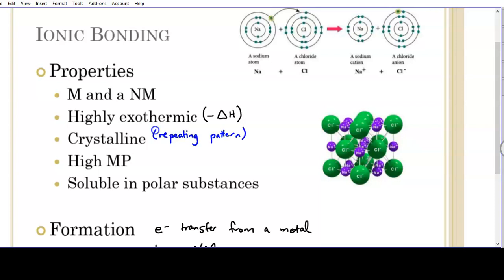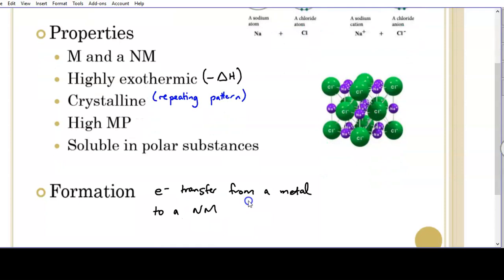They have a high melting point because of their strong electrostatic attraction, and they tend to be soluble in things that are polar. Like dissolves like, polar with polar, nonpolar with nonpolar. Ionic is the most extreme polar you could possibly be, so that's why ionic compounds dissolve in things like water. And you can see here for the formation that it's an electron transfer from a metal to a nonmetal.